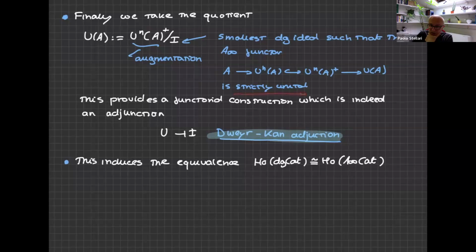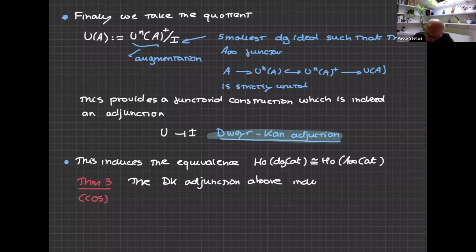And this actually provides an adjunction, which is a Dwyer-Kan kind of adjunction. So also quasi-equivalences are preserved on both sides, and in particular we can prove the following theorem, Theorem 3. As a consequence of this Dwyer-Kan adjunction, the above induces an equivalence.